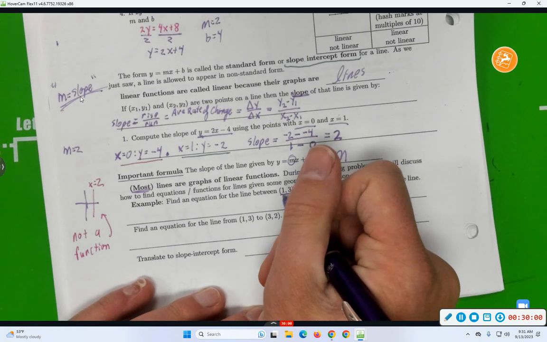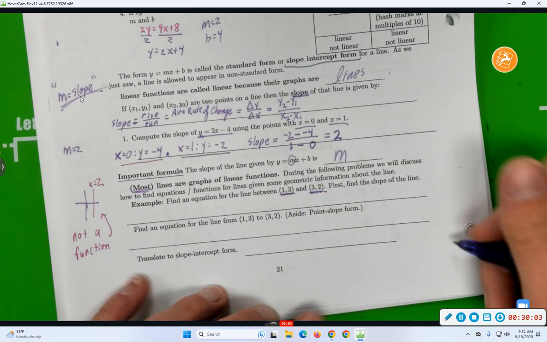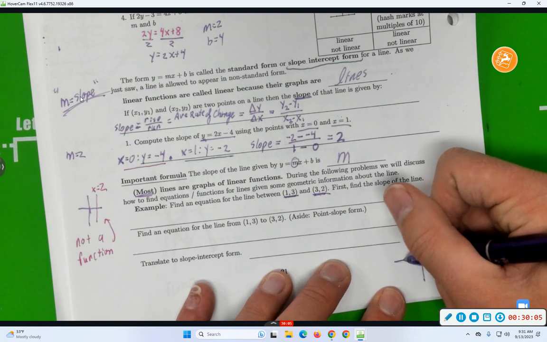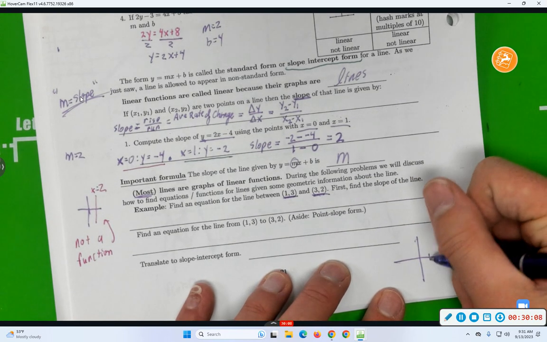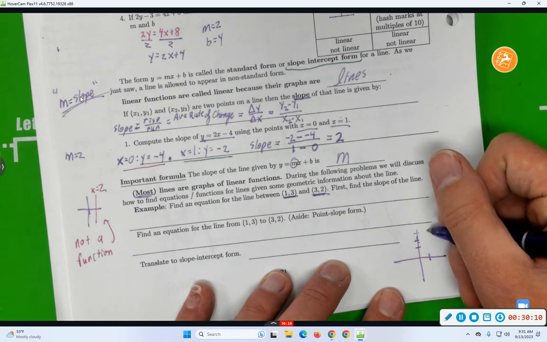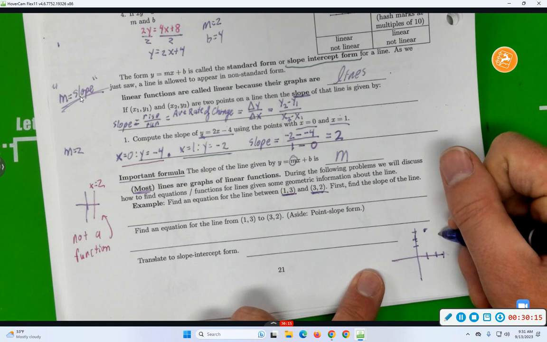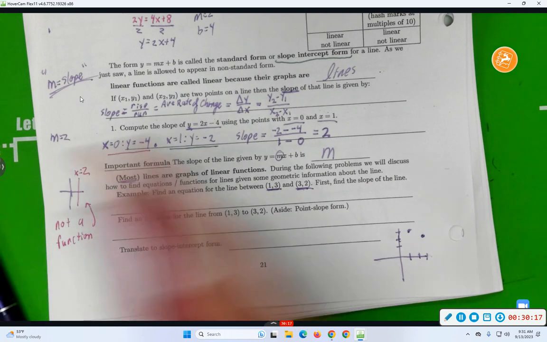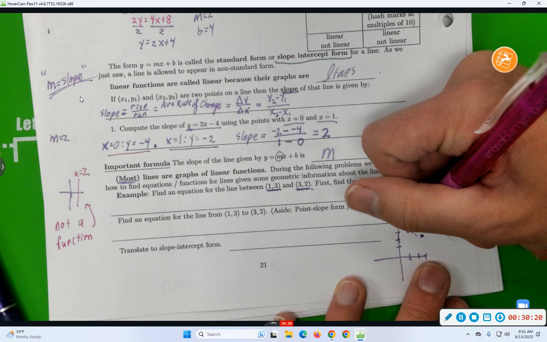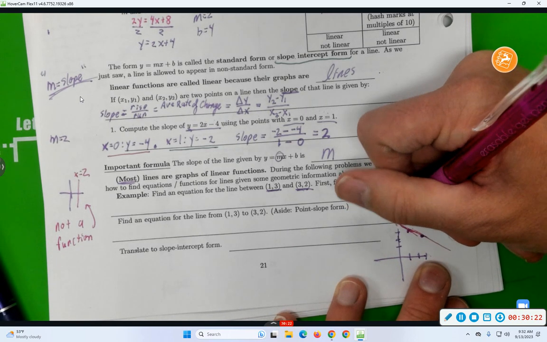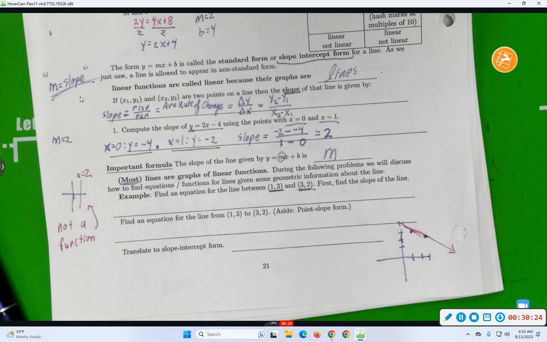Let's try to think about the line between (1, 3) and (3, 2). Maybe we'll even draw those points and draw that line. The line will look something like that. Let's see if we can find an equation for that line. So I guess that means I want something in the form y equals mx plus b.